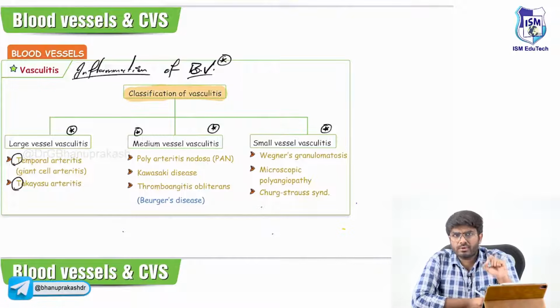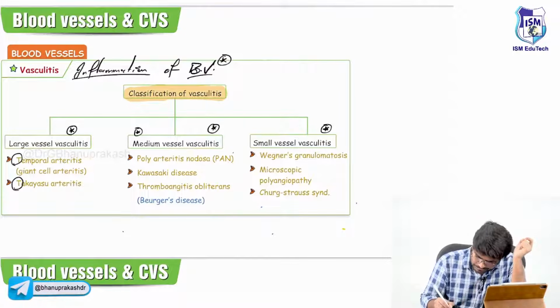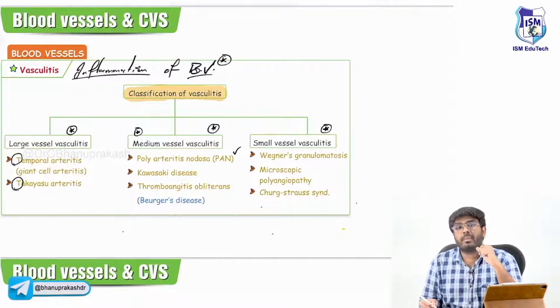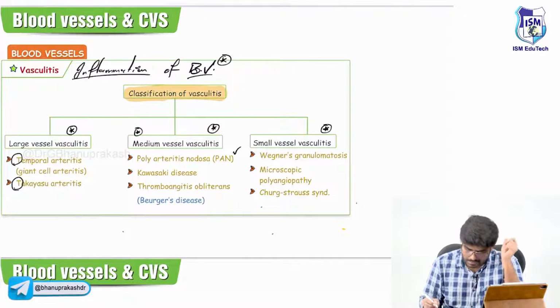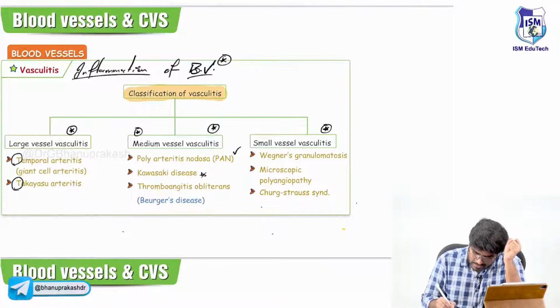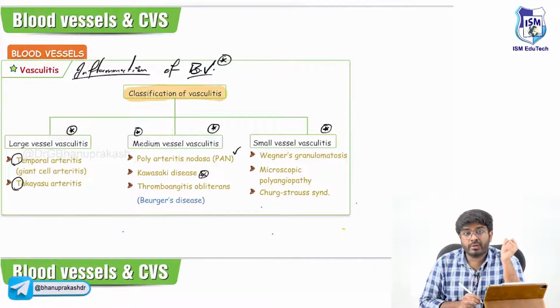Medium vessel vasculitis includes polyarteritis nodosa, PAN. We have discussed polyarteritis nodosa in the topic of necrosis also. What type of necrosis will occur? Fibrinoid necrosis. We have discussed it in cell injury, the necrosis topic. Now, Kawasaki disease, which occurs in children, especially before 4 years of age, usually seen in small children.